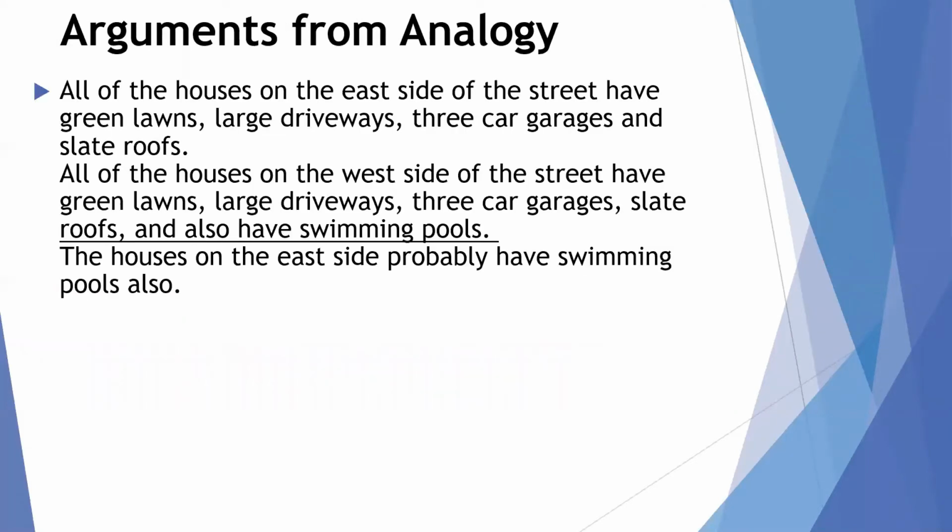So for example, all the houses on the east side of the street have green lawns, large driveways, 3-car garages, and slate roofs. All of the houses on the west side of the street have green lawns, large driveways, 3-car garages, slate roofs, and also have swimming pools. Now, if we know these two things, we can conclude that the houses on the east side probably have swimming pools as well.